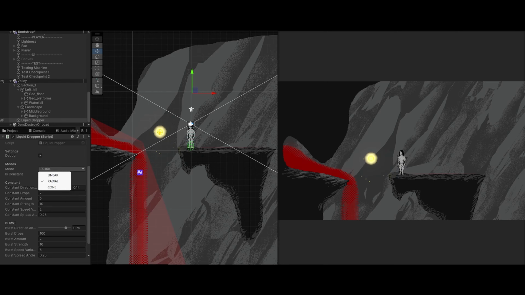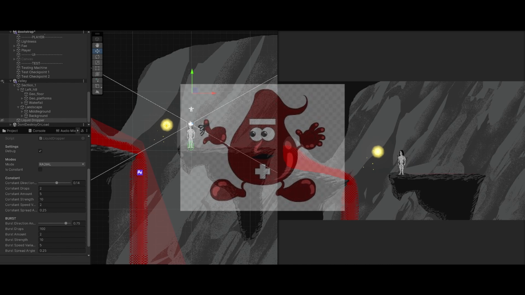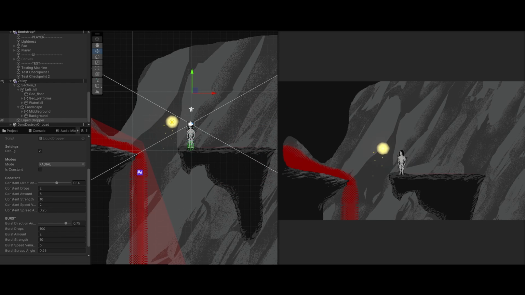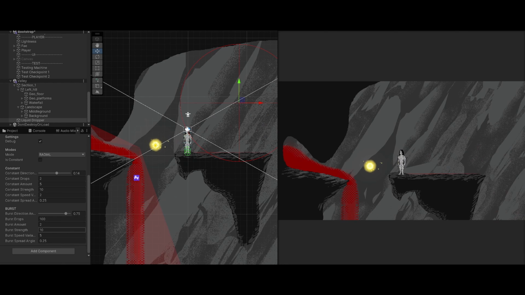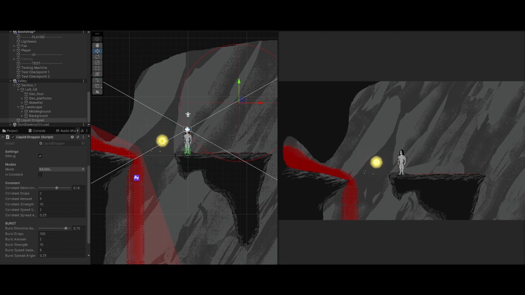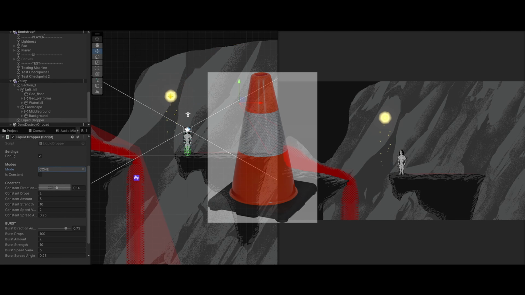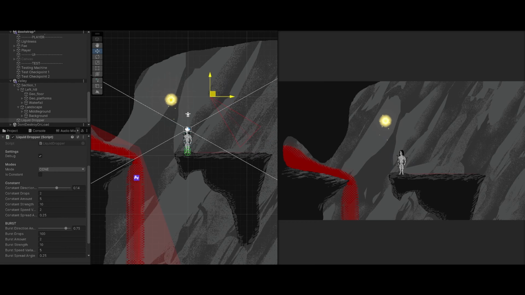The first one is the radial, which spawns blood in a radius around the starting position. You will see it now. Let's do it. I think it was with H. No, here. Yep, that's how we do it. And here, you can tweak the values: the burst values, the drops, amount, strength, and speed, variance, and angle. The spread angle is mostly for the cone. As you can see here, where is it aiming to?